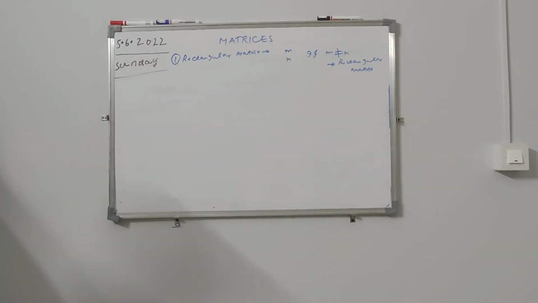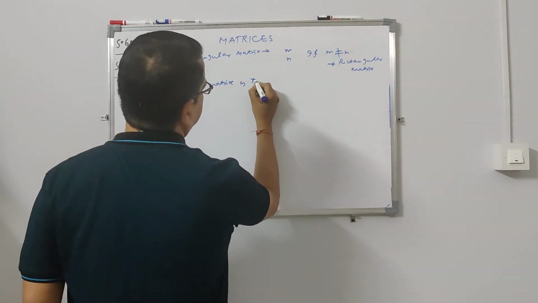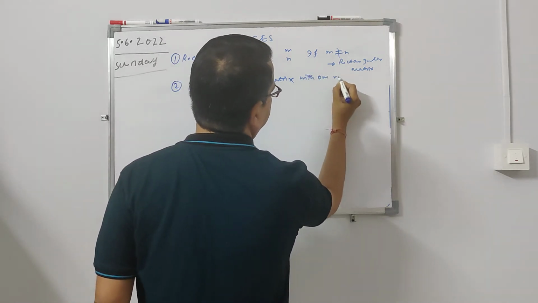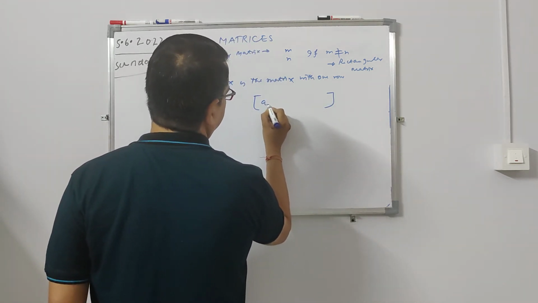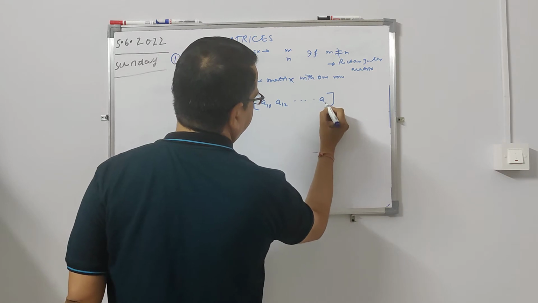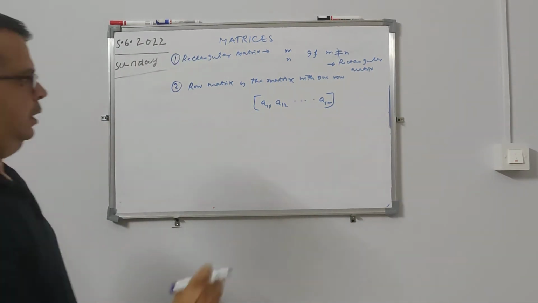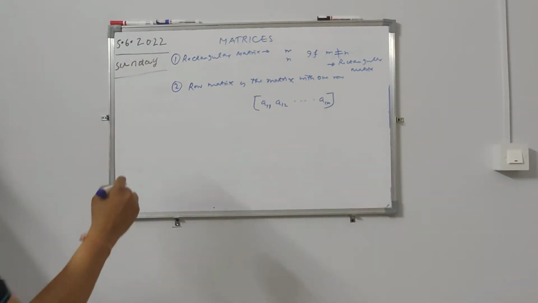Okay. Then row matrix. A row matrix is a matrix with one row. It looks something like this. Let us say the first row: a11, a12, like this it will go up to a1n. That means it has one row but n columns. So this is a row matrix.